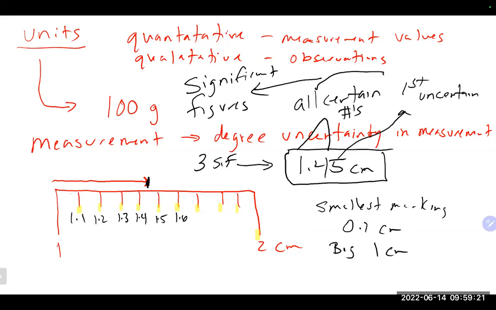All the certain numbers plus the first uncertain number is the number of significant figures that it has. So all those numbers would be considered significant. Usually the uncertainty lies in the last significant figure. And what I said there is kind of important: it is the last significant figure. It is not always the last number that's written. Sometimes the last number written is not a significant figure, but the uncertainty is in the last significant figure. A lot of times it is the last number, but sometimes it is not. Usually you're thinking plus or minus 1 of that uncertain number is where the error lies within that piece of equipment.